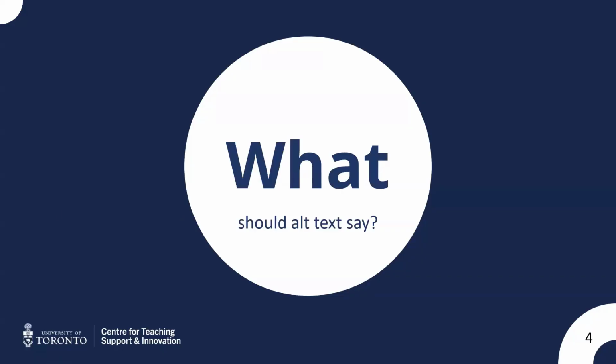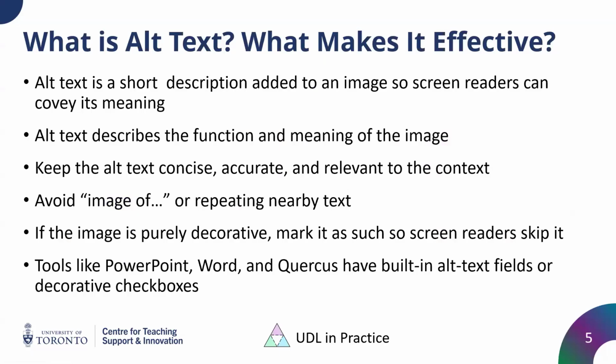So let's move on to what should alt text say. I've talked about the term alt text a couple of times, so let's define it. An alt text is a short description added to an image so screen readers can convey its meaning. So it's added to the image's metadata. An alt text describes the function and meaning of the image, not just the appearance. We want to try to keep our alt text concise, accurate, and relevant to the context.